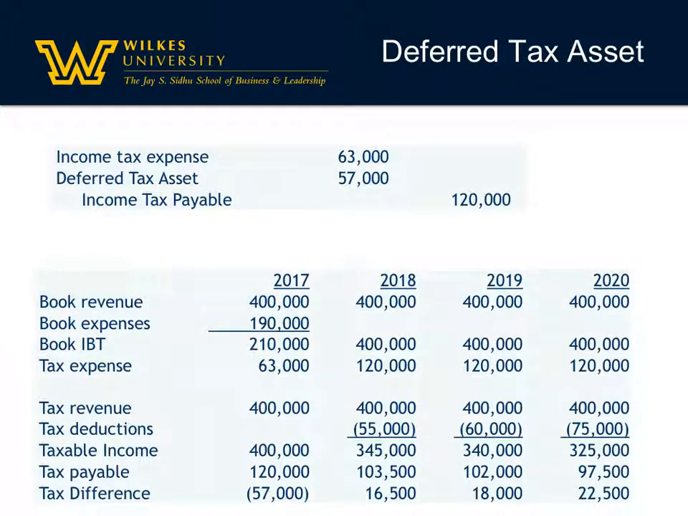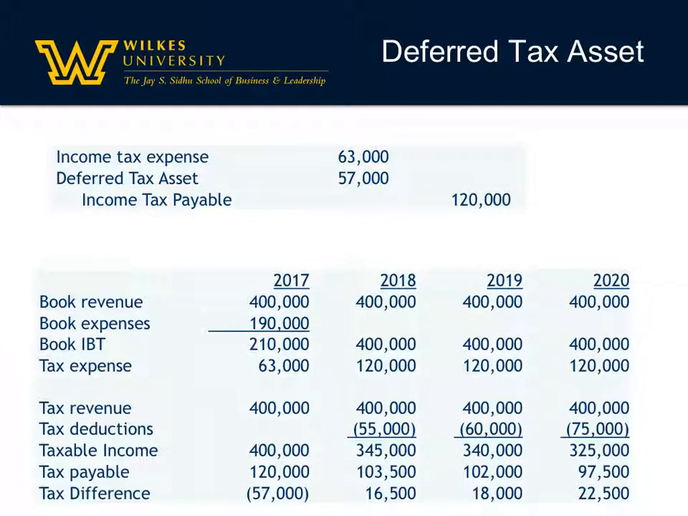And our journal entry is the same thing that we did the last time. We're going to debit the tax expense, we're going to credit the taxes payable, and the difference is going to come right up to become the $57,000 deferred tax asset.